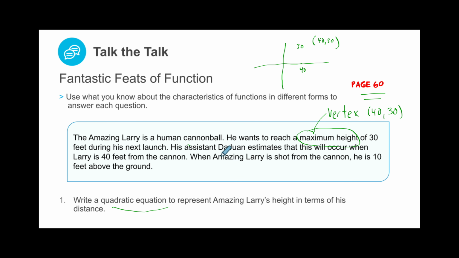They have to tell you it. When Amazing Larry is shot from the canyon, he is 10 feet above the ground. So let's assume that's at time 0, right? So this is the line x equals 0. He is already 10 feet above the ground, which means he's like this.